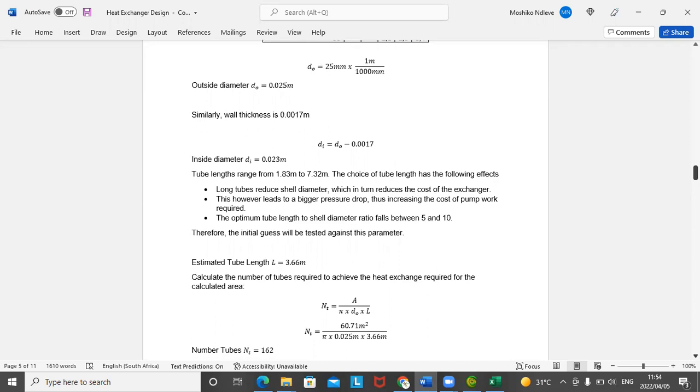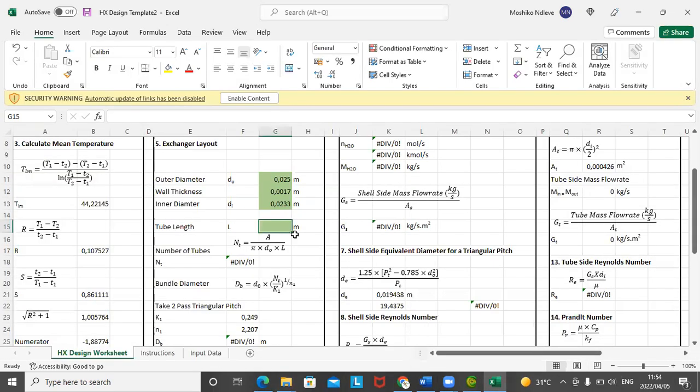So design is a give and take situation. So your optimal tube length to shell diameter ratio ranges between 5 and 10. And you'll see later when you use this range to be able to determine whether or not our heat exchanger is within range. And we will take our estimated tube length to be 3.66, which is between those two values. Let's go back and punch that in. So now we'll punch in 3.66.